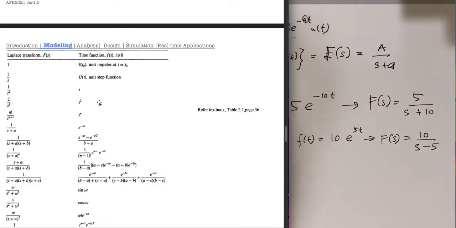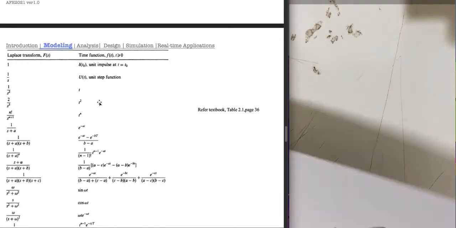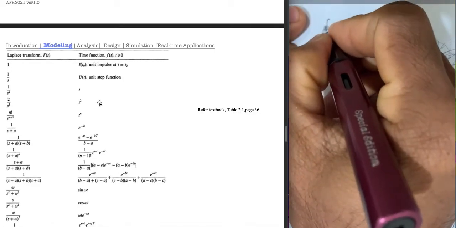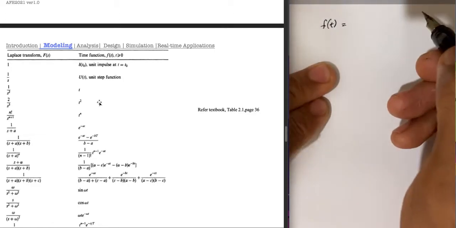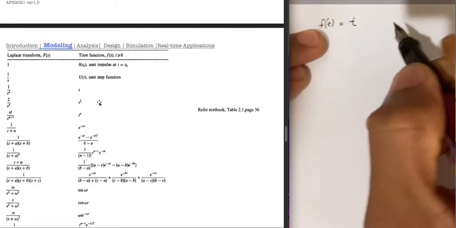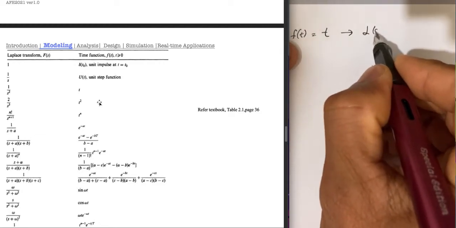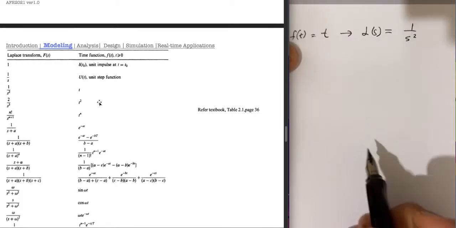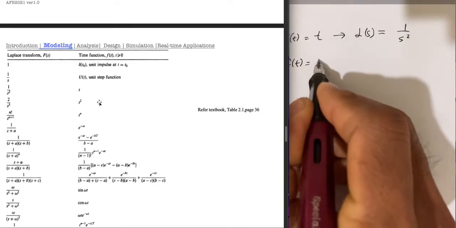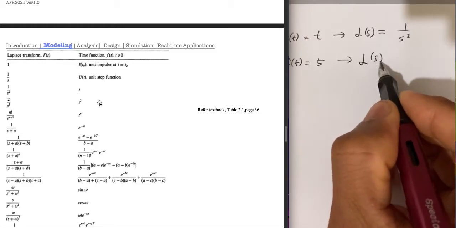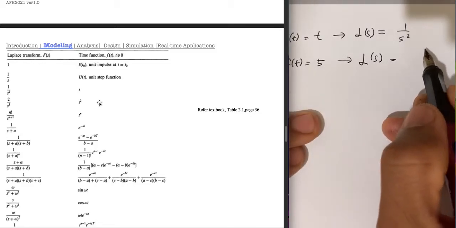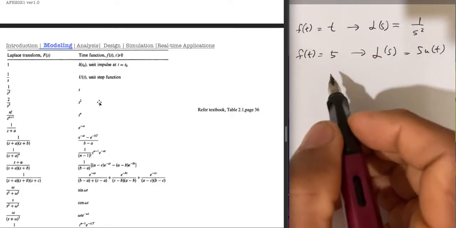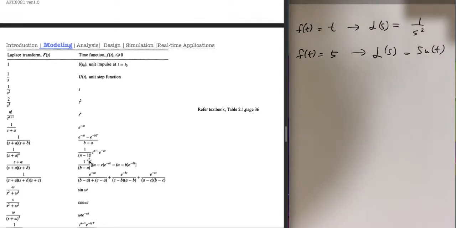All right, if we have, for example, a time domain function f of t equal to t, then we can convert that to Laplace s domain equal to 1 over s squared. F of t equal to 5, we can Laplace it into 5 u(t). All right, so you can follow this table.